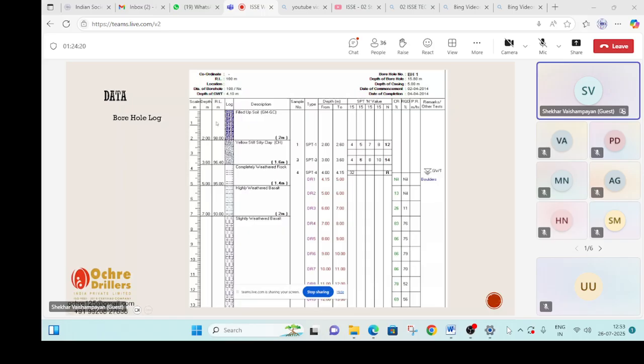The reduced levels are also marked at the junction of every strata, and the tests which are conducted, SPT1, SPT2, with the first 15 centimeter, second 15 centimeter, third 15 centimeter. You can see 5 plus 7, 12 is reported here, and 6 plus 8, 14 is reported here. And in this case, the refusal is met with immediately because rock, bedrock, or maybe gravel was met with. So 32 blows for 15 centimeter penetration, so refusal. That way we are moving ahead.